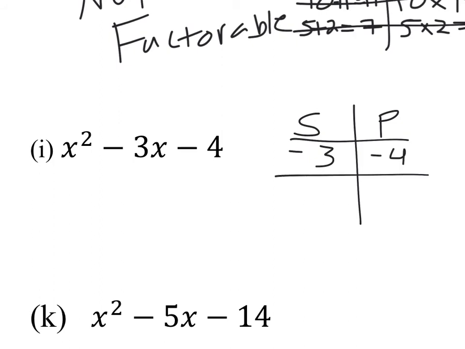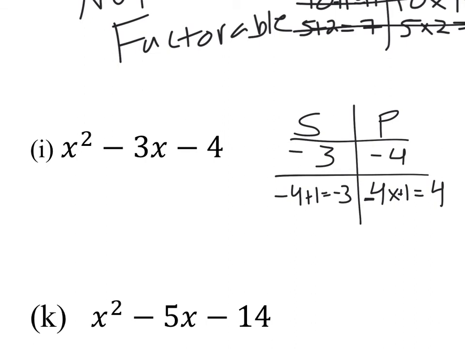-3 and -4. What are the two numbers that work? Well, I could try 4 times 1. 4 times 1 is 4. Sign of the sum, which is negative. So the 4 gets the negative, the 1 gets the positive. -4 plus 1 is -3. So those are my two numbers right away.